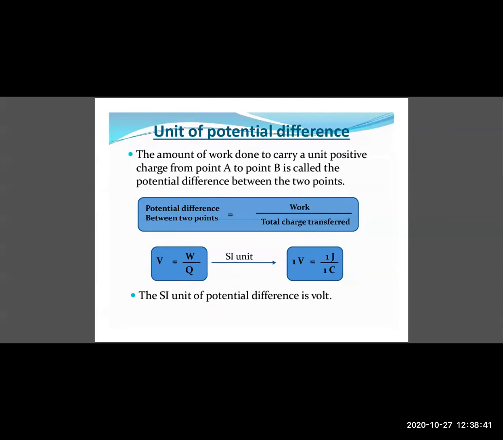And that for work, as we have already studied, is joules, and the unit for Q, that is charge, is coulombs, right? So here the terms are: V stands for potential difference, W stands for the work done, and Q stands for charge. Okay, and the units are mentioned there. So the unit for voltage is a volt, a unit for work is a joule, and that for Q, that is charge, is a coulomb. Okay, and the SI unit of potential difference, as you can see, is called a volt.